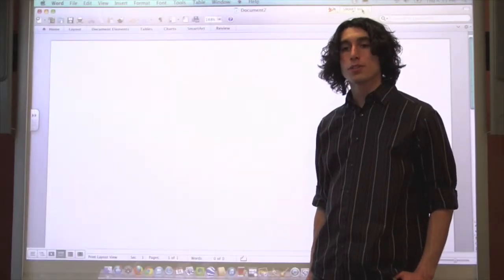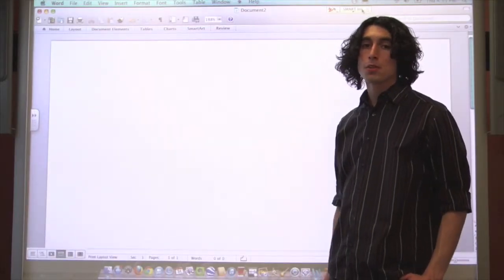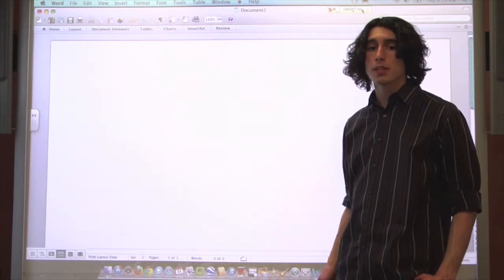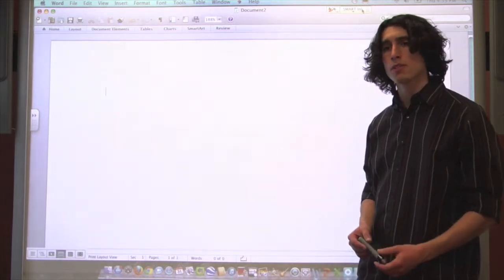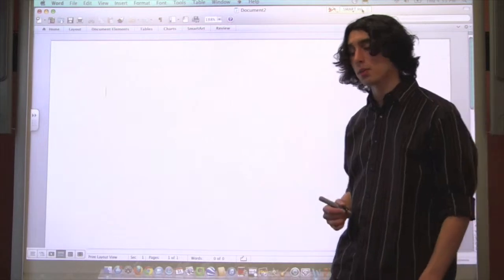I'll be going over question 2 from the week 8 worksheet. This question asks about a weak acid equilibrium. In this case we're discussing formic acid. So let's write that equilibrium.